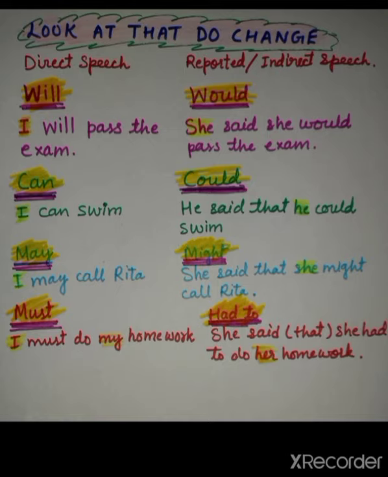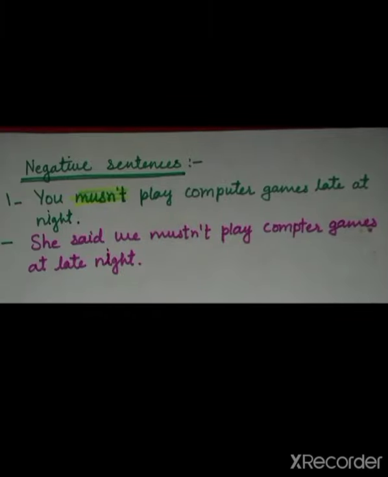However, we have to use must in reported speech for two situations. Number one, with a negative. So in direct speech, you say you mustn't, meaning must not, play computer games late at night. In reported speech, we say, she said, we must not play computer games late at night.